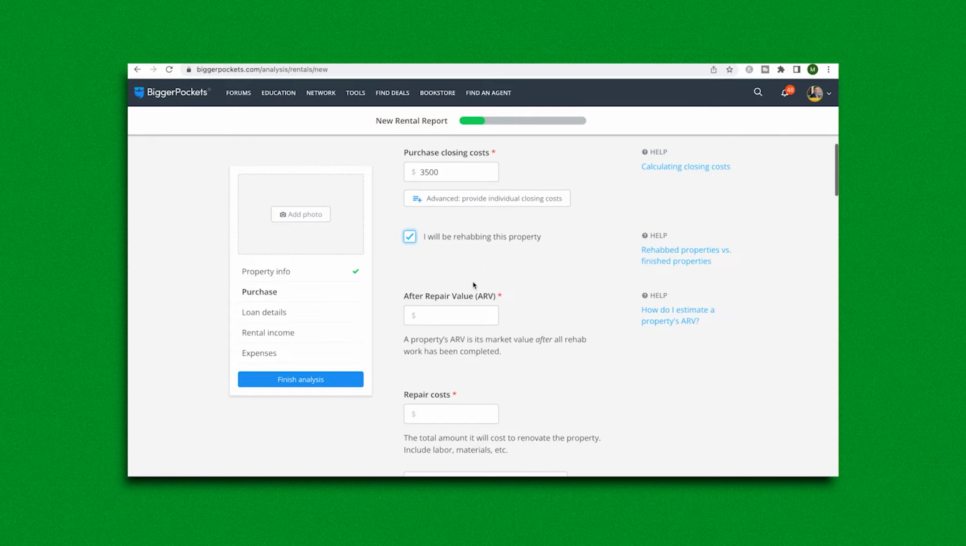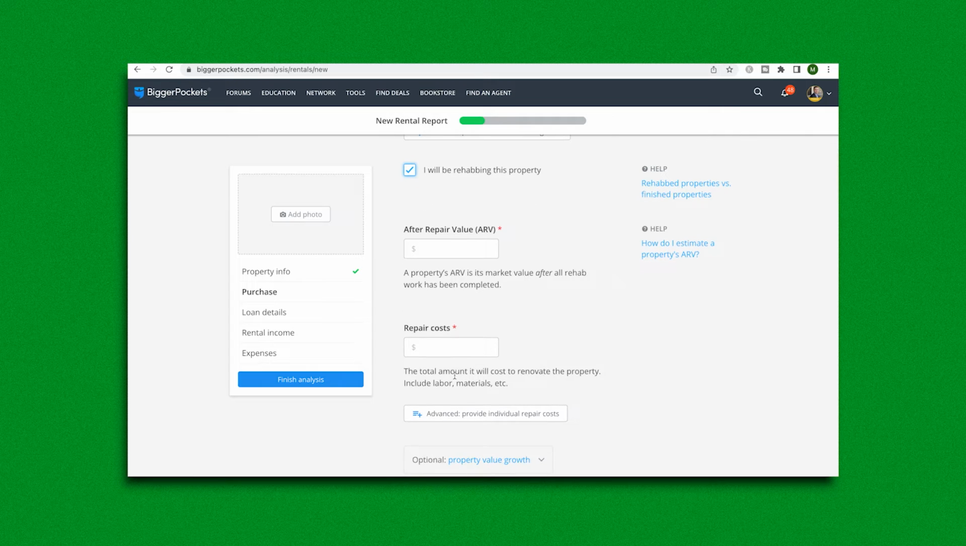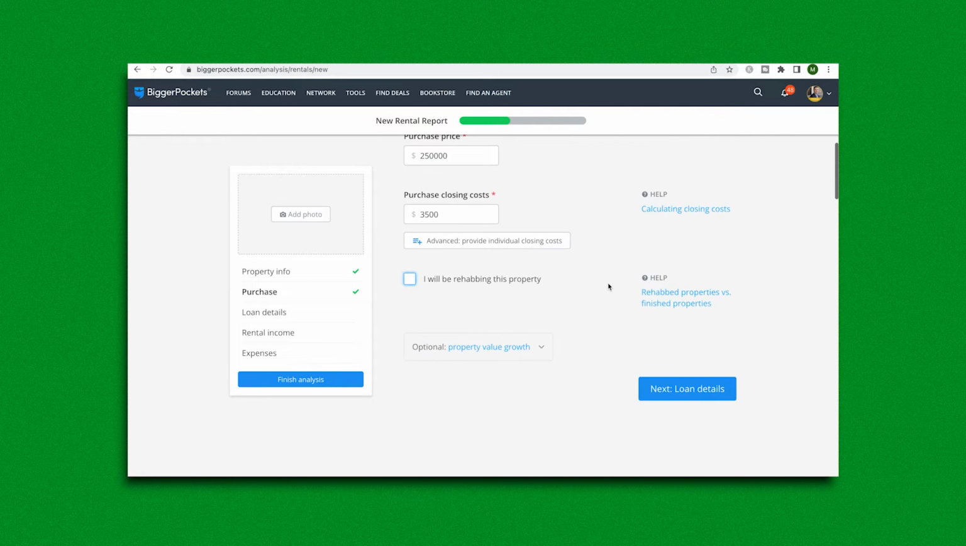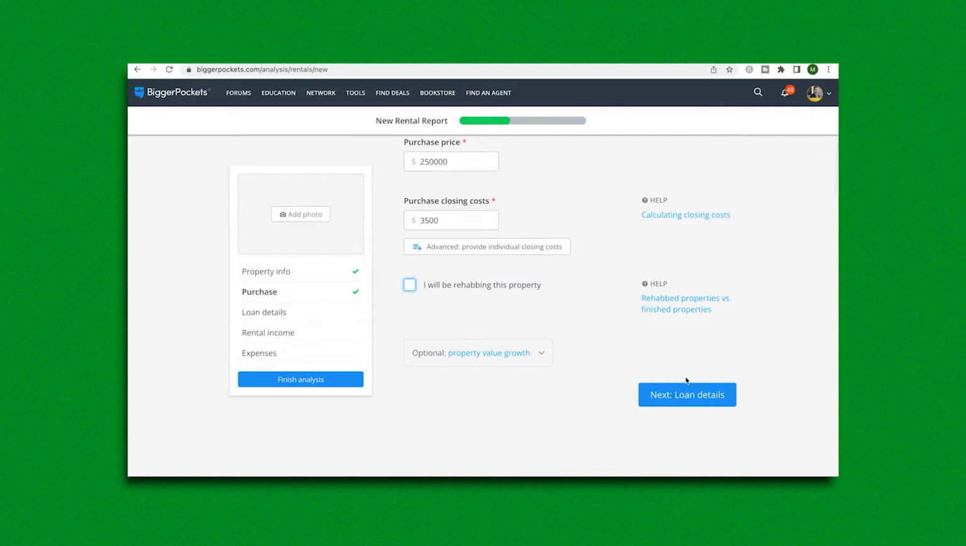Now, this does have an option for rehabbing this property. You can put in the after repair value and the rehab costs, and that's going to give you a more in-depth report. We're going to keep it simple right now. We're just going to say you're purchasing as is. Well, in many cases with a rental, you will be purchasing something that already has tenants in it, and it'll probably be rental grade, so you may not have to do really any rehab.